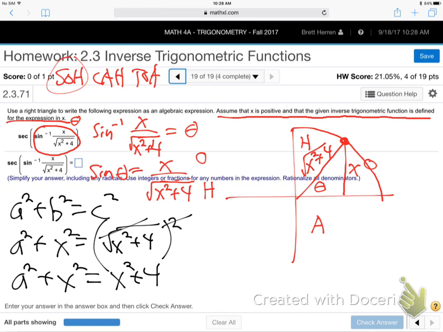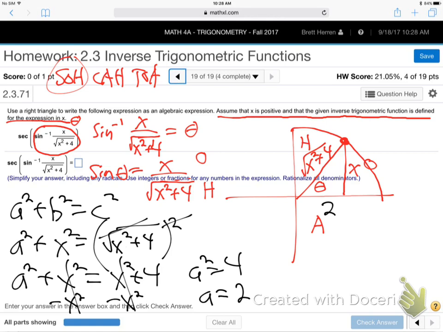So notice we have x squared on both sides. So bye-bye x squared. So we get a squared is 4. A is 2, plus or minus, but we don't care about all that because we're just in the first quadrant here. A is 2. Good. That wasn't too bad, right? Now we can answer the question.